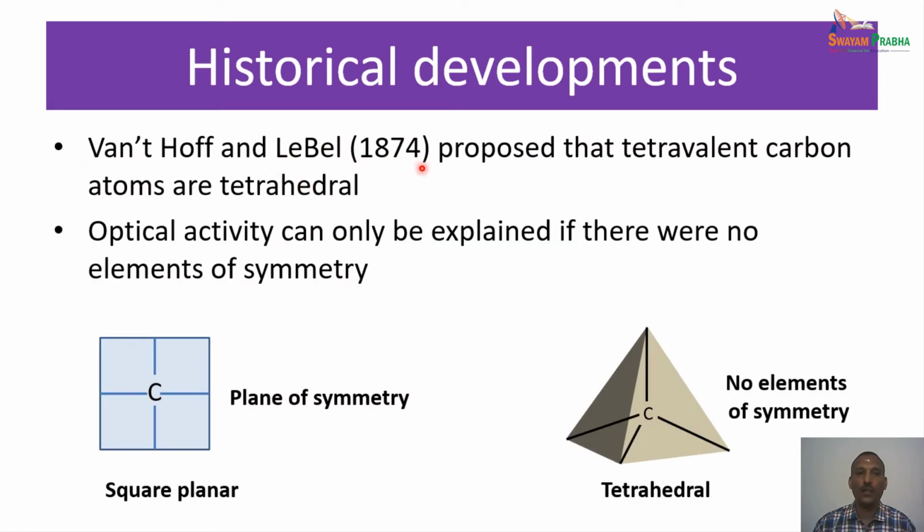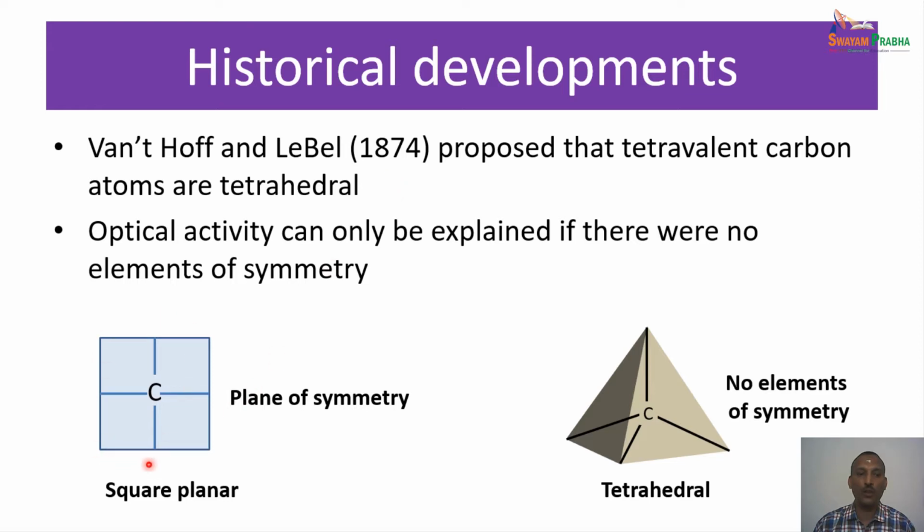So fast forward to 1874, Van't Hoff and Le Bel proposed that tetravalent carbon atoms are tetrahedral, because we know the valency of carbon, which is 4, but whether it is a planar one or a tetrahedral one was a big controversy going on back then.